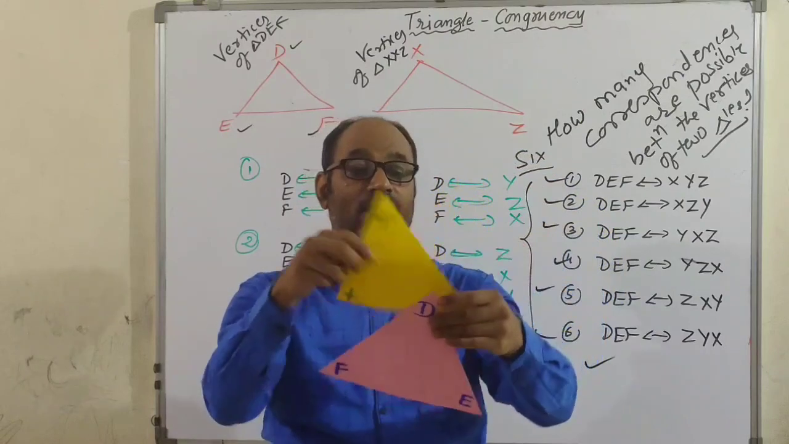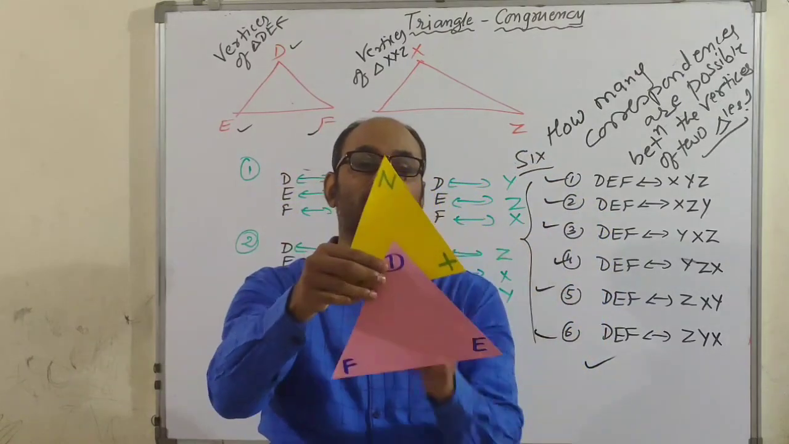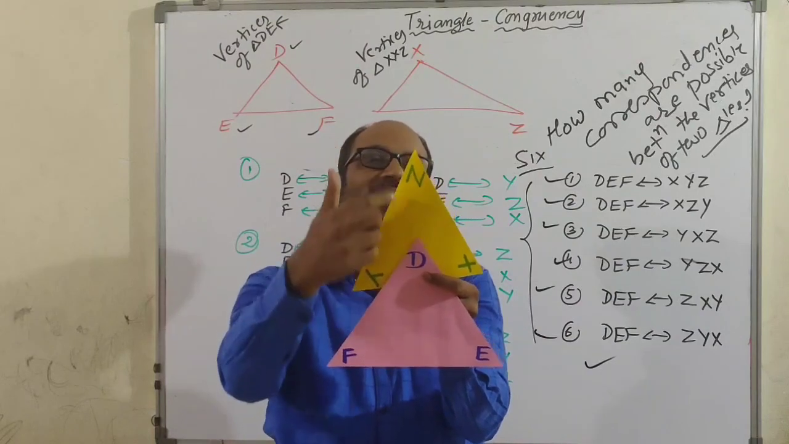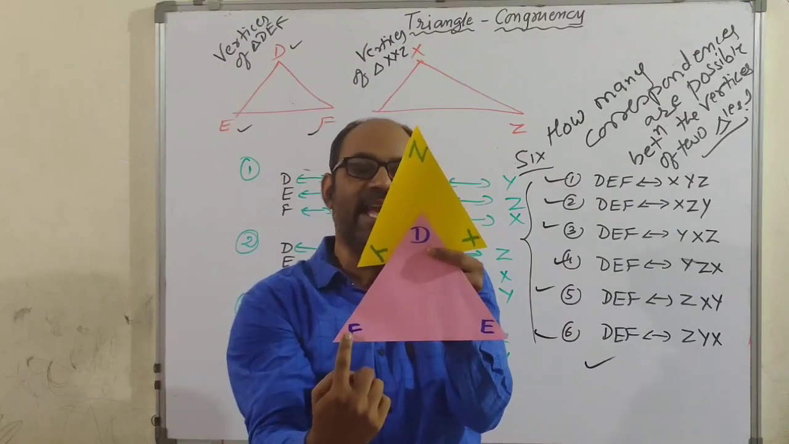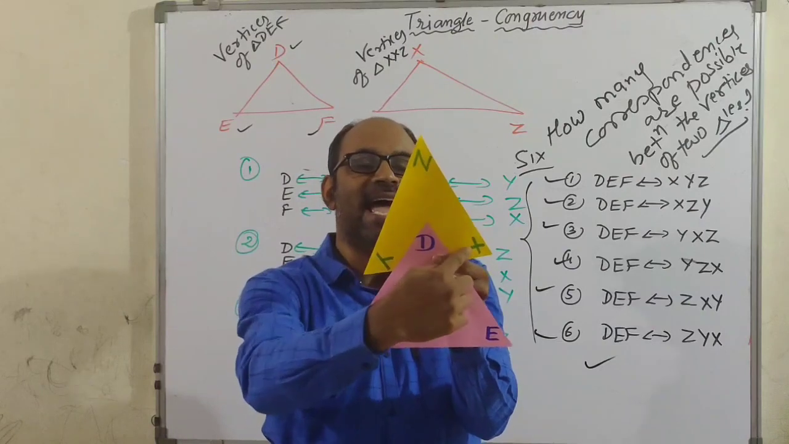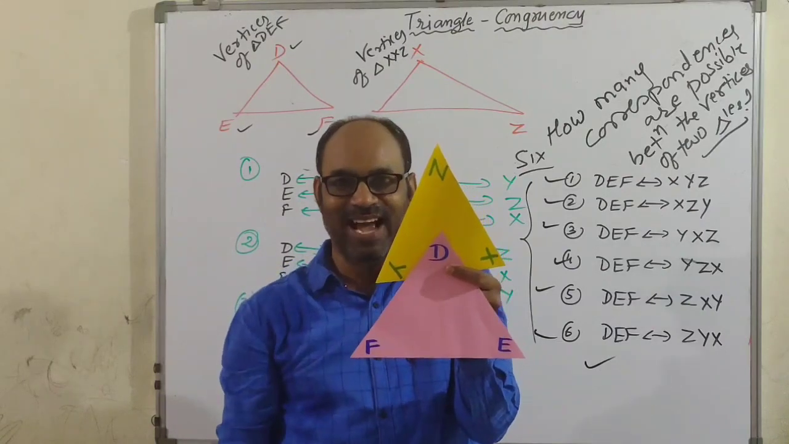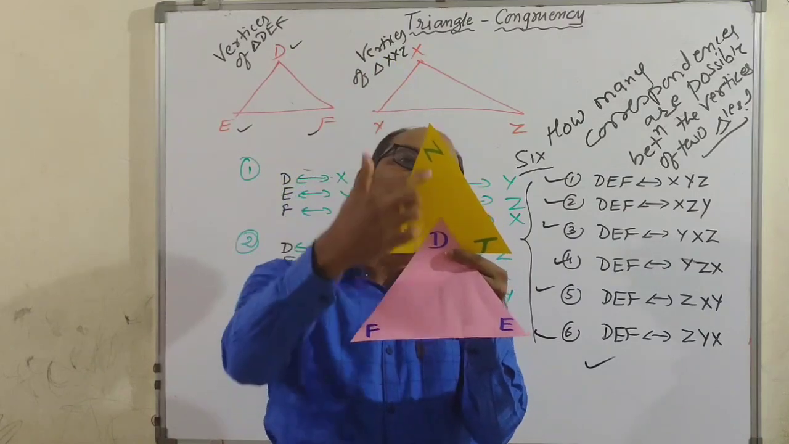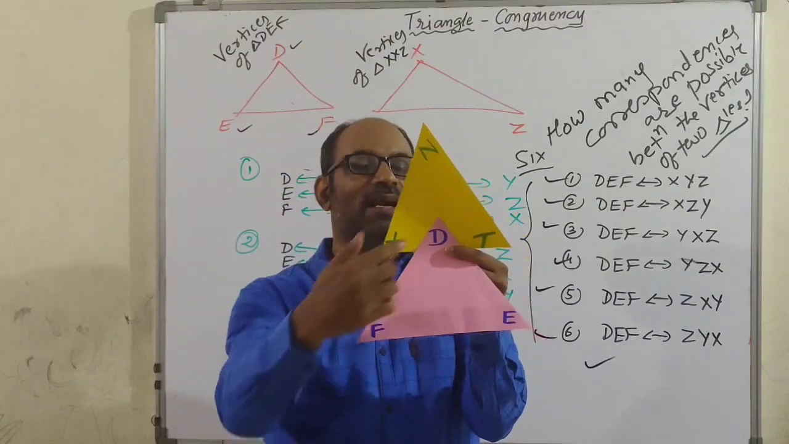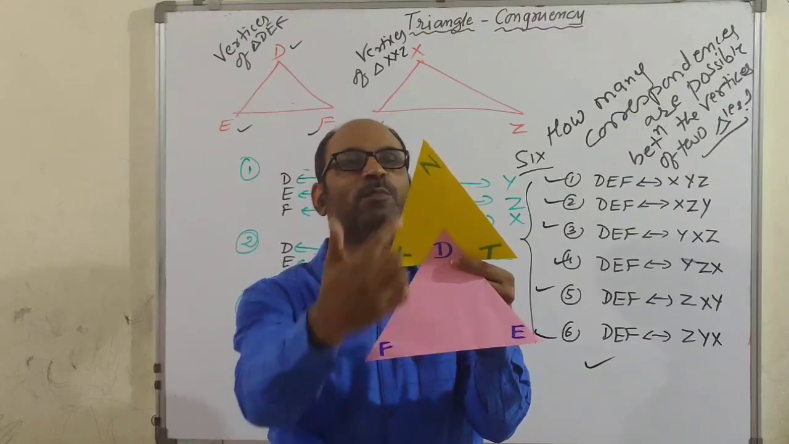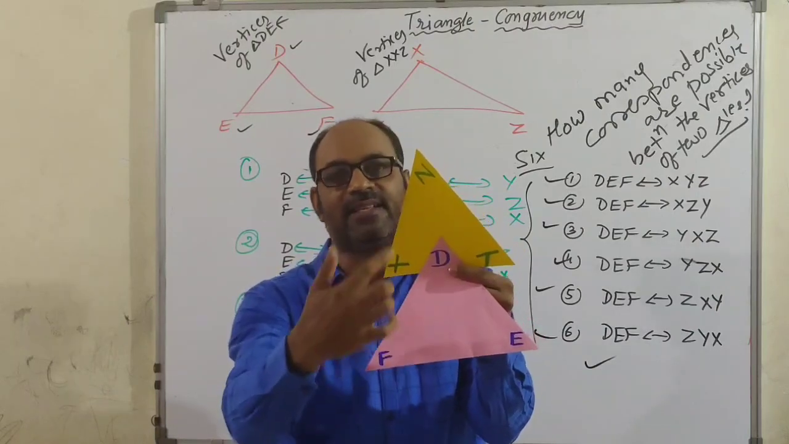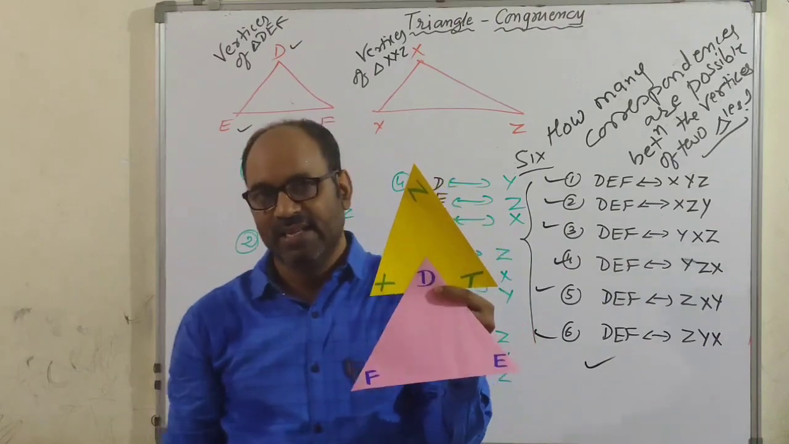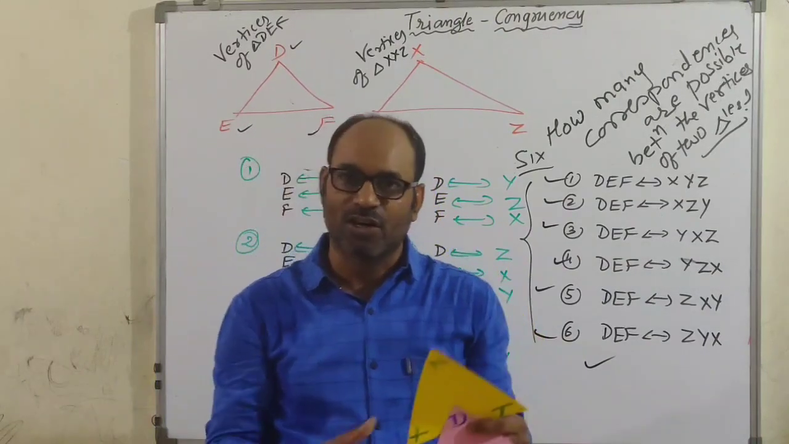Alright. Now let us correspond D with Z. D corresponds to Z. Can you see that? Now DEF corresponds to ZXY. Can you see that? And if I overturn it, D again corresponds to Z. But DEF will correspond to ZYX. Earlier it was ZXY. Now it is ZYX. Can you see that? So these are the 6 correspondences.